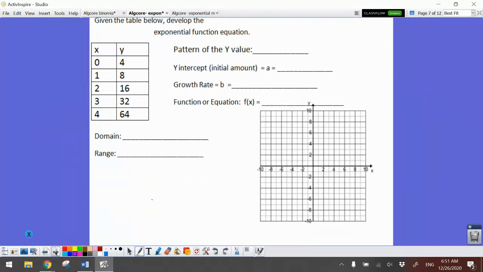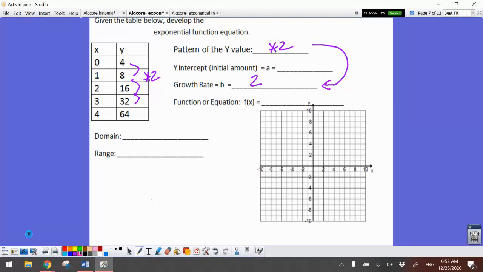All right, let's look at another one. Let's see if we can figure out what's going on with this one. And then we'll take a look at the graph and decide whether or not this is going to move up or down. So we have 0, 4, 1, 8, 2, 16, 3, 32, and 4, 64. So what is your pattern? How are you going from 4 to 8, 8 to 16, 16 to 32? Yeah, it's times 2. And we already said that if my pattern is times 2, then my growth rate is a 2.